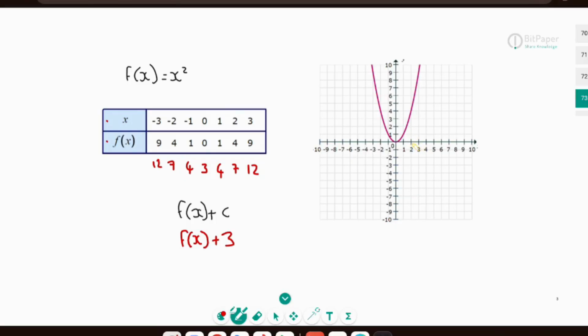312 I can't put on the graph. 2, 7, 1, 4, 0, 3, minus 1, 4, minus 2, 7. I'm just going to draw my curve here, but obviously it will extend up that way and that way. So if you can see, the graph has moved 3 places up.